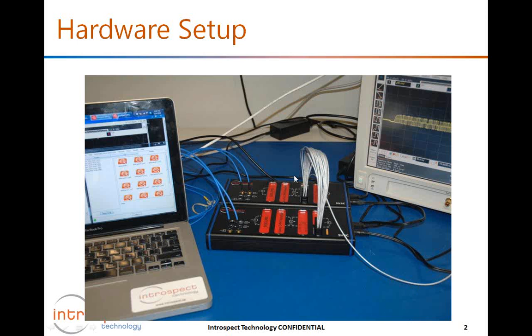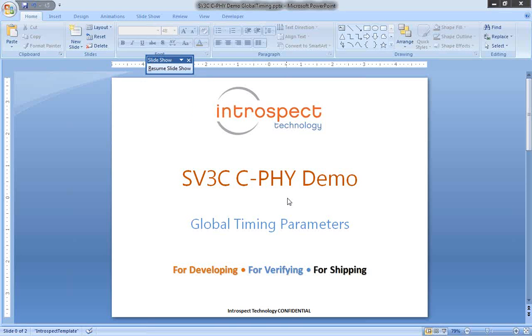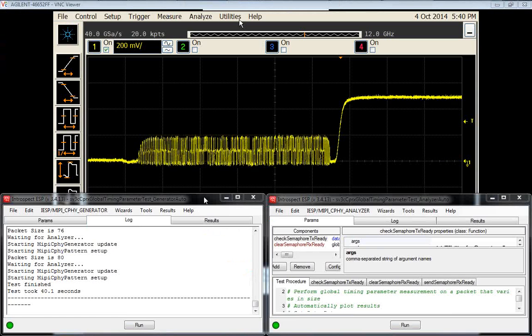So in today's demo, when we vary the packet sizes and vary the timings on these packets, we'll be able to see them change on the scope, and at the same time explore the analysis capability of the analyzer and how it can actually detect those packet size changes and global timing changes as well. So we'll go ahead and start the demo now.